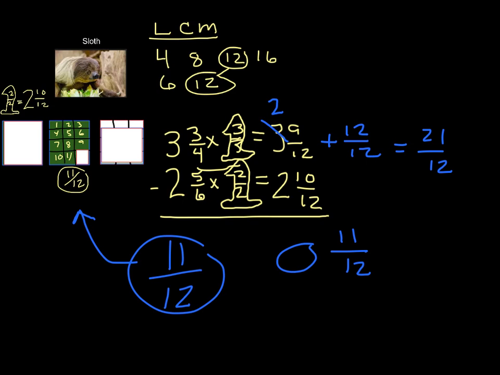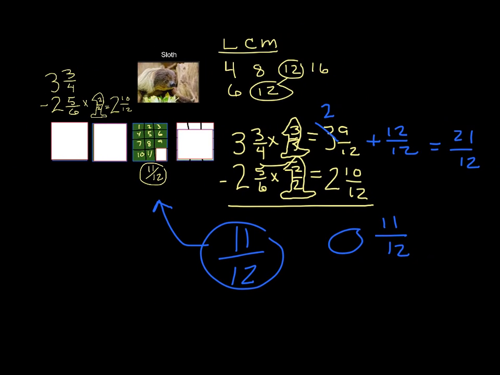But the main thing that's really important is to understand that when you're doing your borrowing here, you're trading one of these wholes in, and you're cutting it into 12 twelfths, okay? And you always want to use the same denominator to cut it into. So there you have it.